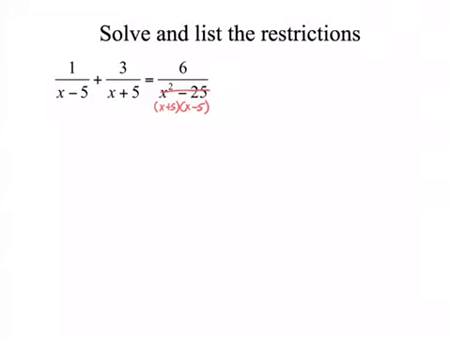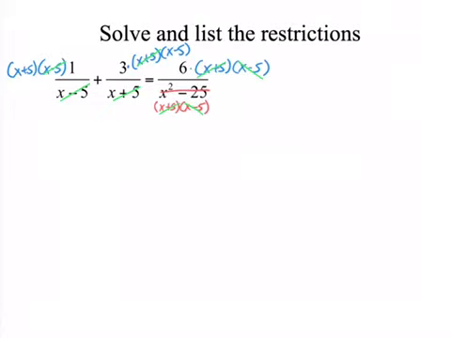So when I multiply by that, I multiply by x plus 5, x minus 5. I multiply this times x plus 5, x minus 5. And I multiply this by x plus 5, x minus 5. What you should notice is quite a bit of cancellations. You should see that this x minus 5 divides out right there, this x plus 5 divides out there, and this divides out there.